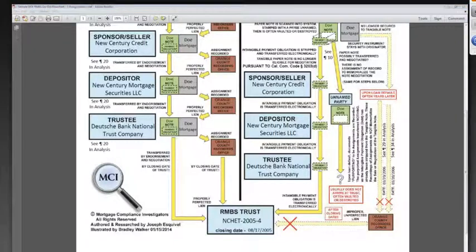So it is a proper procedure that must be done in order to have a sale. It must be two transactions out in order to be a REMIC. It must be bankruptcy remote.